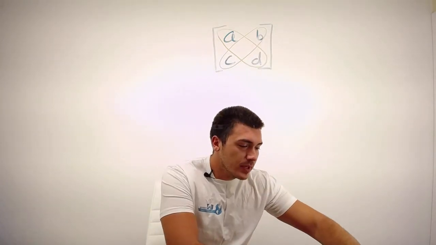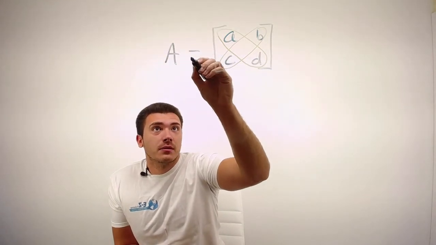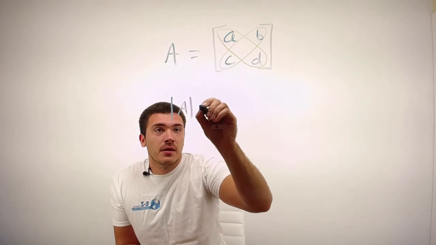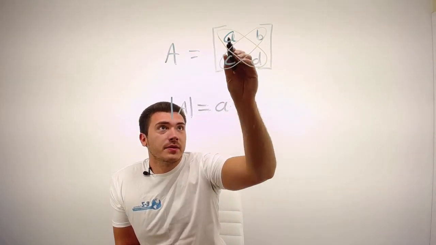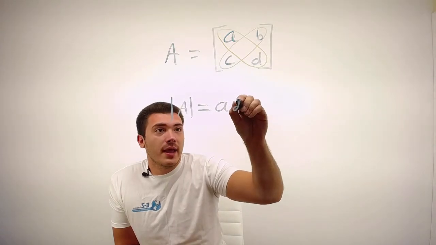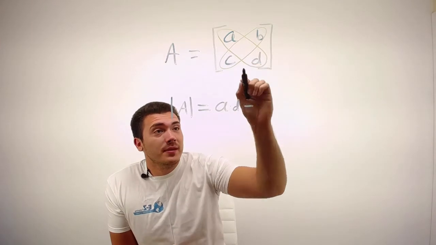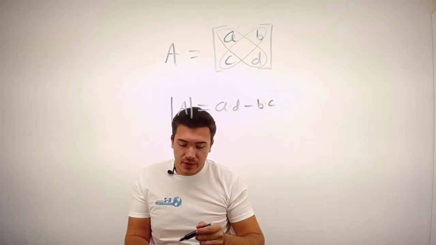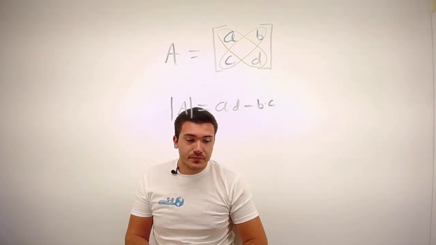So the formula, we'll call this matrix A, and we'll say that the determinant of A equals A times D, so that's one diagonal, minus the other diagonal, which is B times C. So that right there is your formula for the determinant of a 2 by 2 matrix.